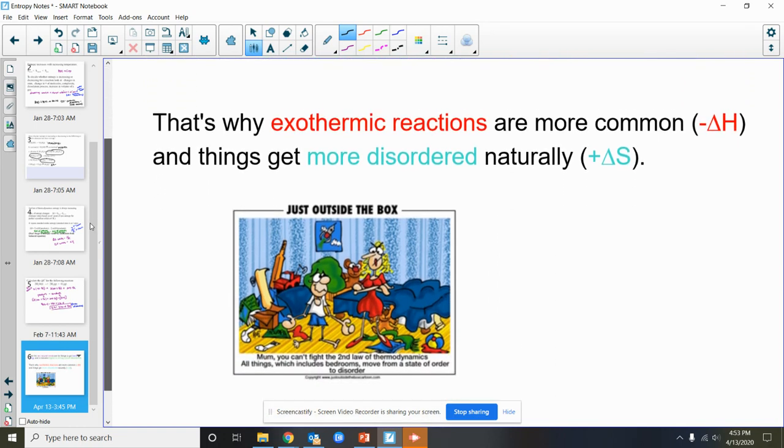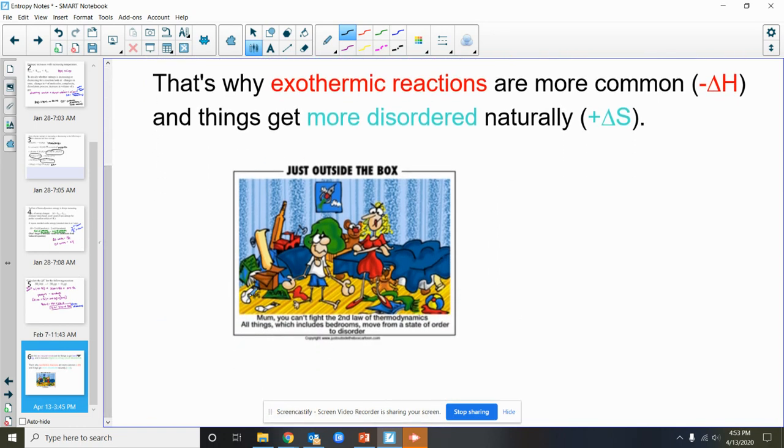There's a little cartoon I have here. It says, "Mom, you can't fight the second law of thermodynamics. All things, which includes bedrooms, move from a state of order to disorder." So here he's using science to explain why his room is a mess. Maybe next time your room or your car is a mess and your mom or dad tells you to clean it, you can say, hey, listen, this is just the second law of thermodynamics.